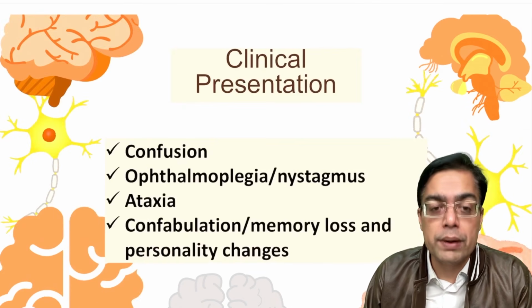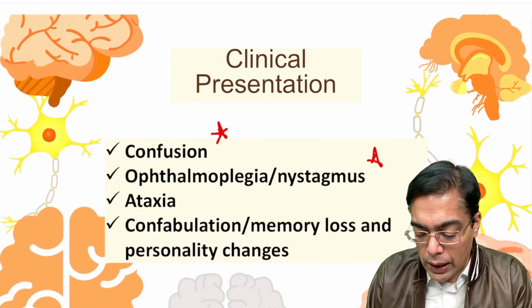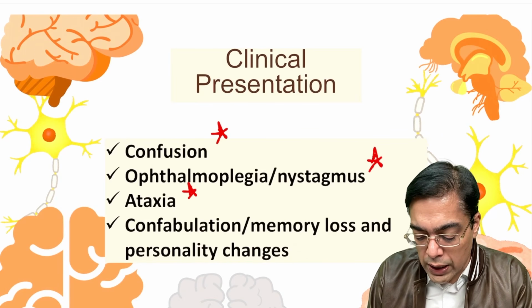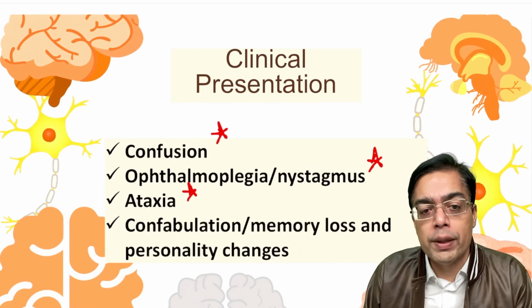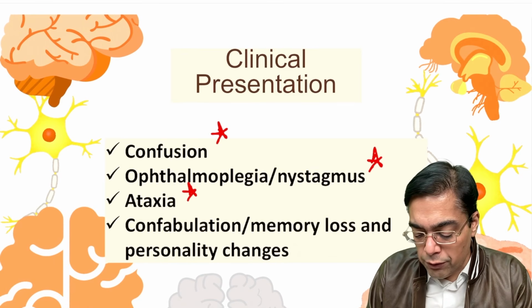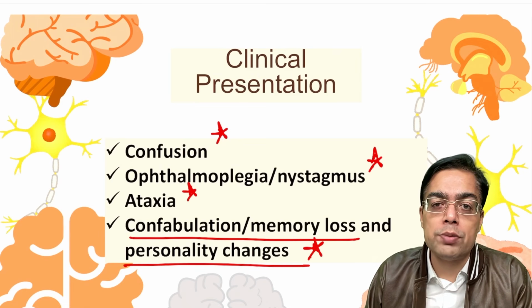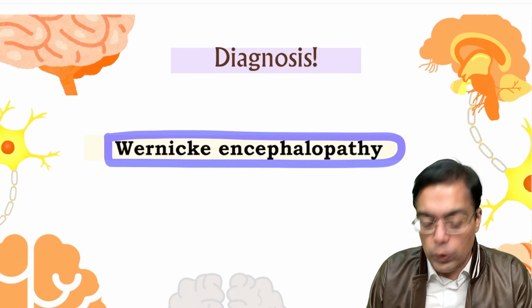If I'm talking about the presentation of a patient who's going to be having the presence of same global confusion, ophthalmoplegia and nystagmus, and presence of ataxia, but the question also makes a mention of the patient having the presence of personality changes, or he's having the presence of confabulations or memory loss. That means the patient is going to be suffering from something else and not the Wernicke's encephalopathy.